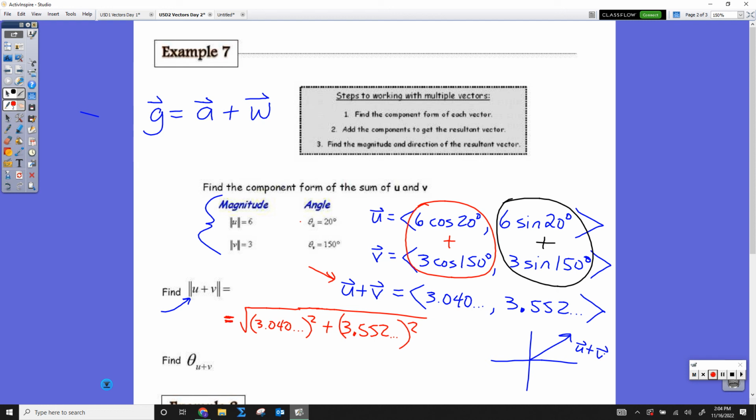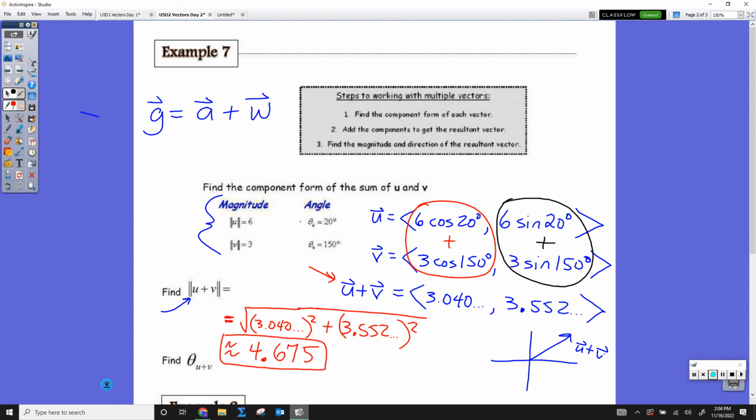Just take your x component, square it, y component, square it, find the sum. Then of course take the square root. You should get something like 4.675. So this would represent the magnitude of our resultant vector, which is U plus V in this case.